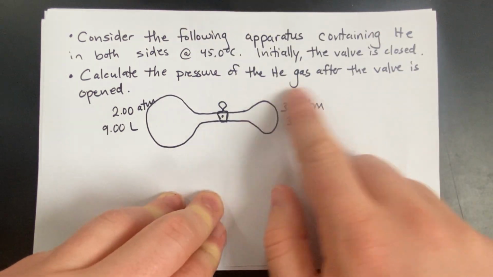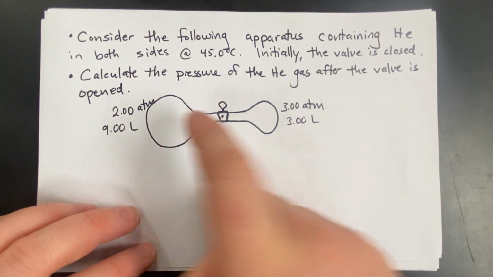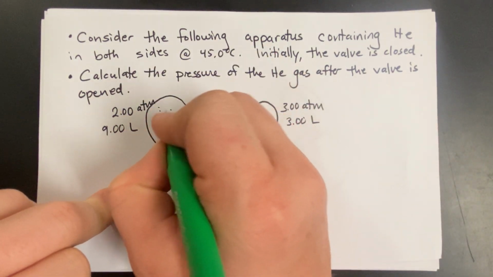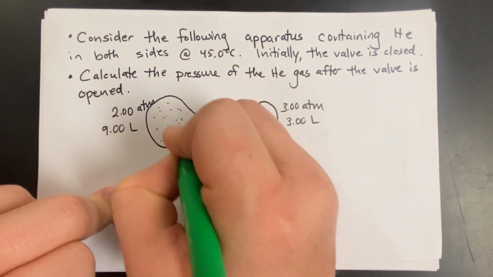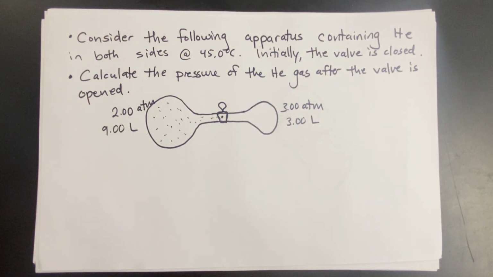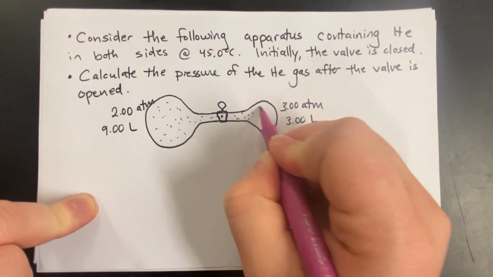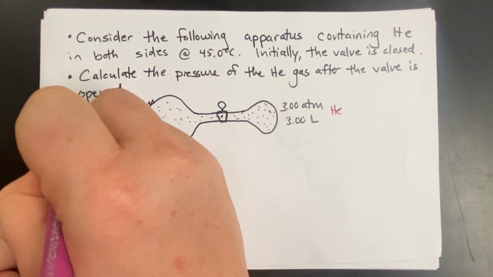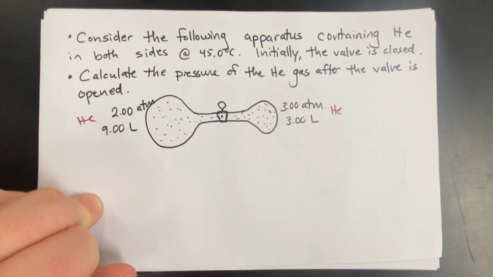Okay, so it's closed, the valve is closed. Calculate the pressure of the helium gas after the valve is opened. Maybe colors will help here. Let's make this guy green. So let's say this side is green. I got some gas in here like this. And maybe this side is, let's go pink. This one is pink. They're both helium though, so they're actually both the same gas. It doesn't really matter which gas it is.